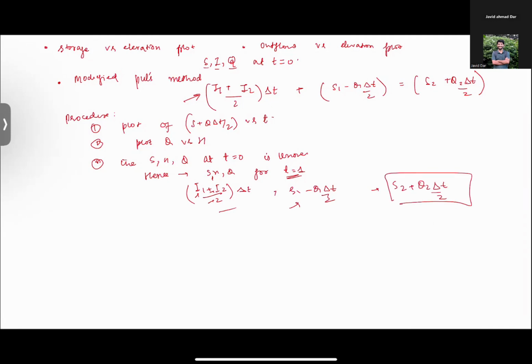Once this value is calculated, you can use the curve here with the time t, and from this you can compute the value of Q, and similarly you can calculate the value of H.